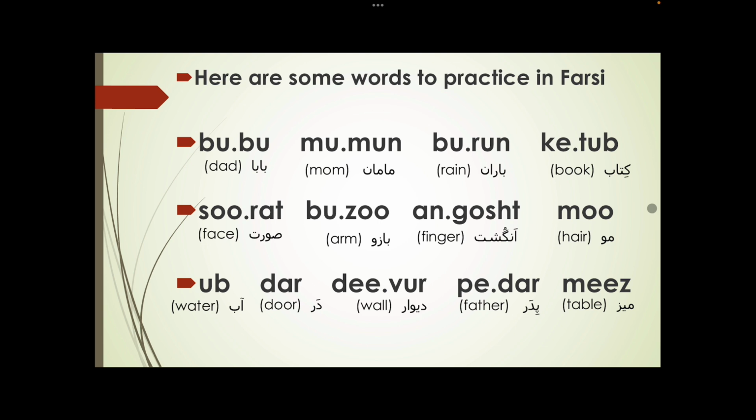So if you want, try to go through this on your own one time and read all these words. And if there's any words that you always confuse on the pronunciation, break it down into the syllables. And that way you'll be able to pronounce them more correctly. So let's try this together. Baba, maman, baran, ketab, surat, bazu, angosht, mu, ab, dar, divar, pedar, miz. If you want, try that again yourself, and then you can come back to this video and check to see if you pronounced it correctly.